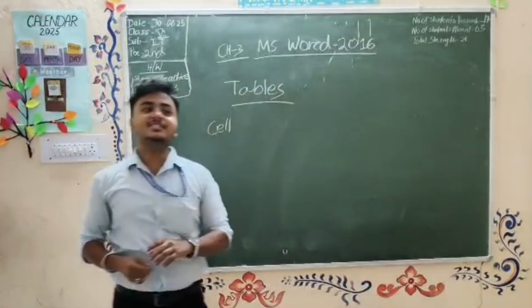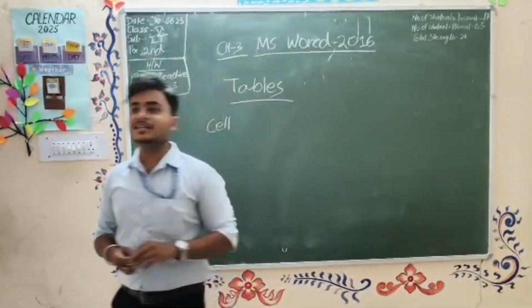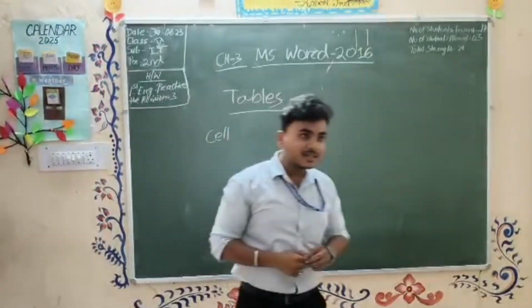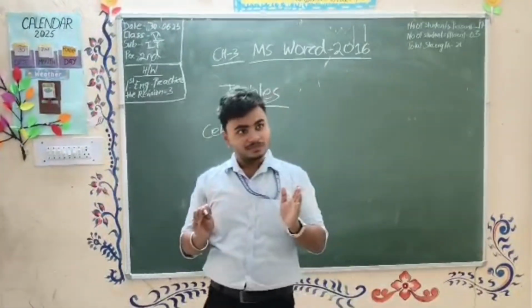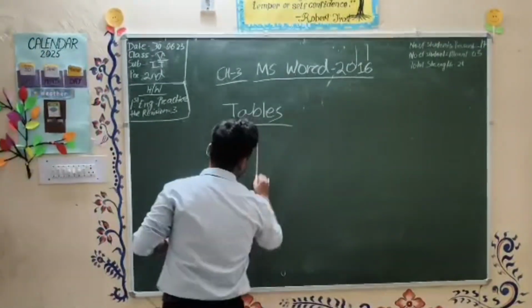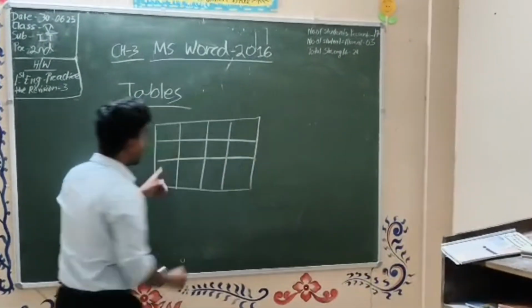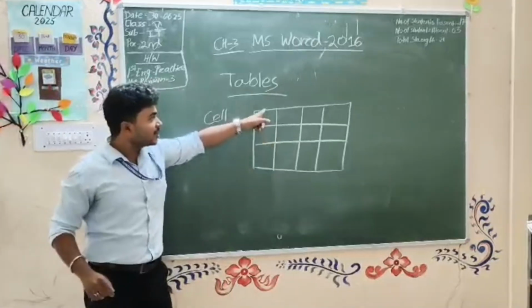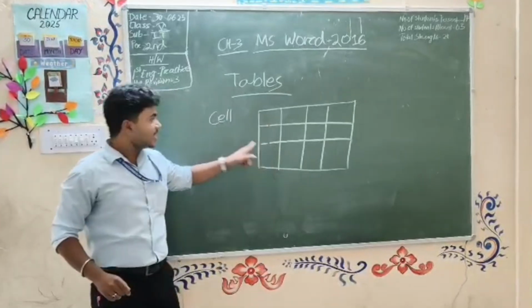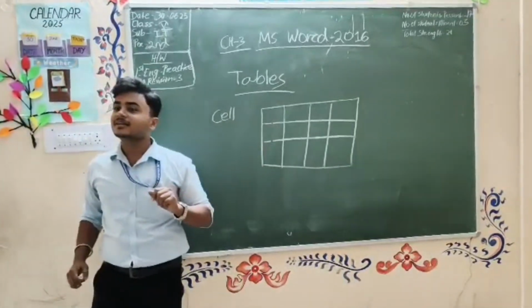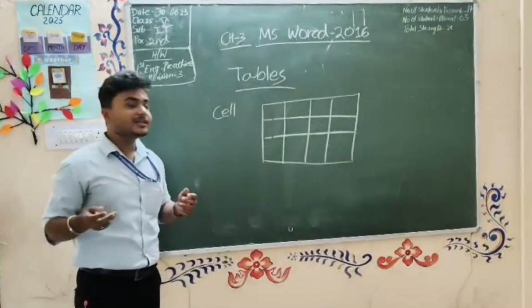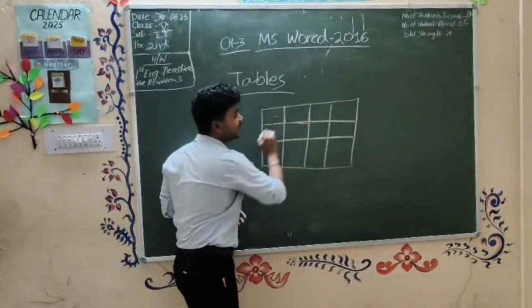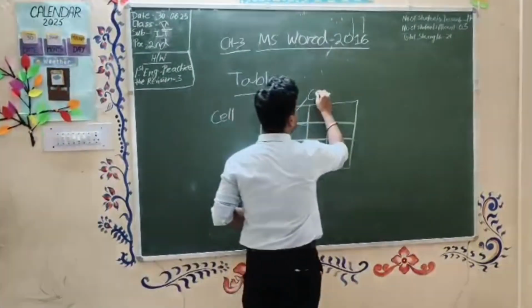In a table, what is a cell? Raise your hand. Small boxes in the table. Now tell me how many columns are there? Four columns. Which one? Vertical cells. And how many rows are there? Three rows. Now, this small box is called what? Cells. This small box is called a cell.